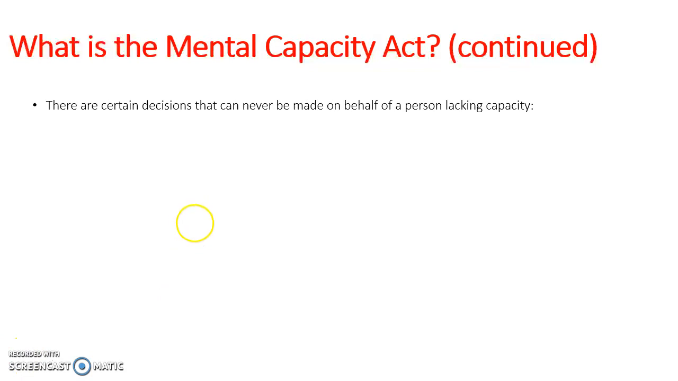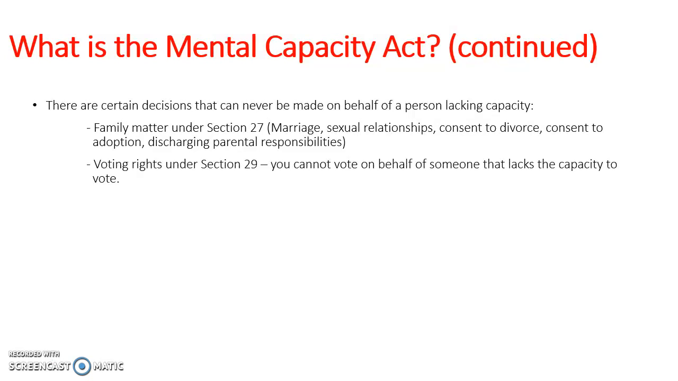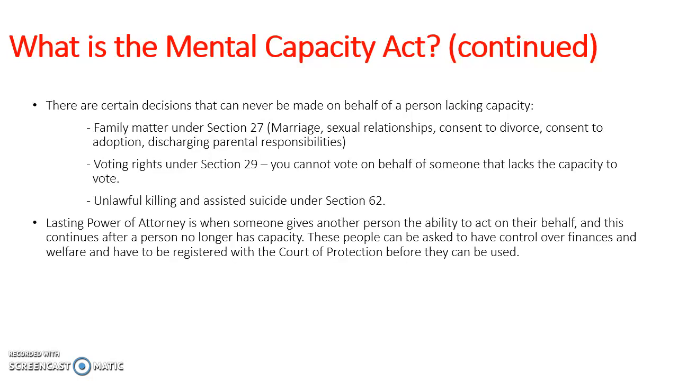So, there are certain decisions that can never be made on behalf of a person lacking capacity. For example, family matters under section 27. So this refers to marriage, sexual relationships, consent to divorce, consent to adoption, and discharging parental responsibilities. Voting rights. So a person who lacks capacity cannot be voted for. You cannot make a vote on behalf of them. Unlawful killing and assisted suicide under section 62 also falls under the decisions that can never be made on behalf of a person lacking capacity.